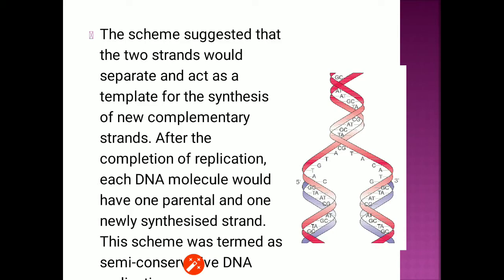The scheme suggested that the two strands would separate and act as a template for the synthesis of new complementary strands. After the completion of replication, each DNA molecule would have one parental and one newly synthesized strand. The scheme was termed semi-conservative DNA replication. As you can see in the picture, one DNA strand after replication is producing two exact copies of itself.